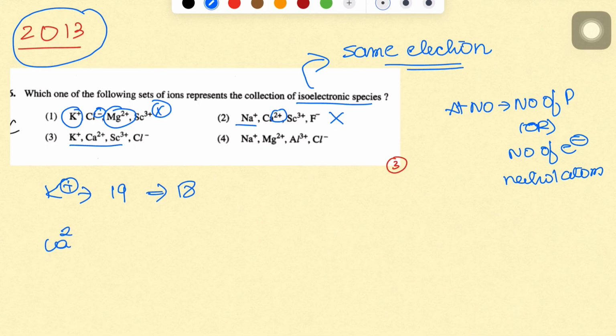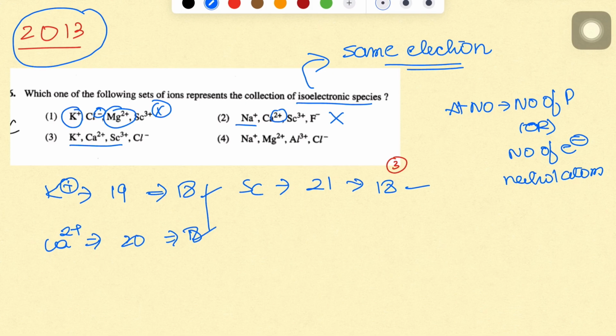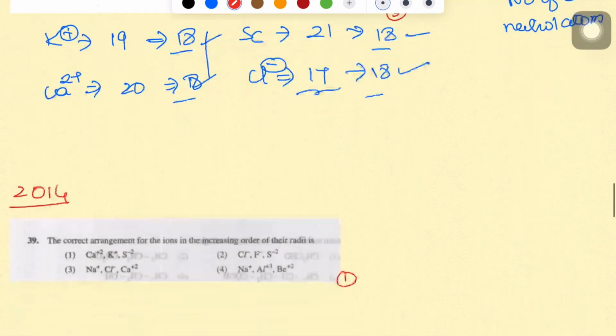Calcium 2+: calcium has atomic number 20, removal of 2 electrons gives 18. Okay, these two are right. Scandium has atomic number 21, removal of 3 electrons gives 18. Again, these are also a set of electronic configuration. And the last one is chlorine, which has atomic number 17, so 17 electrons. Being an anion, it will add an electron, so it will be 18. So all have 18 electrons, which means this set is isoelectronic species. So the correct option is 3.